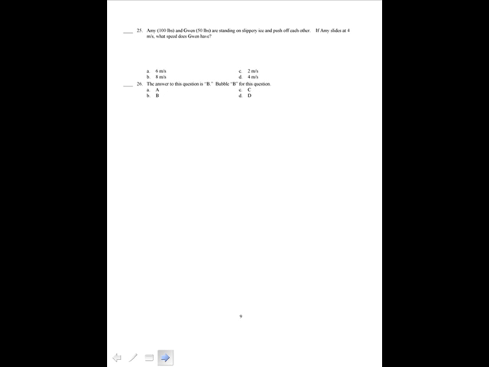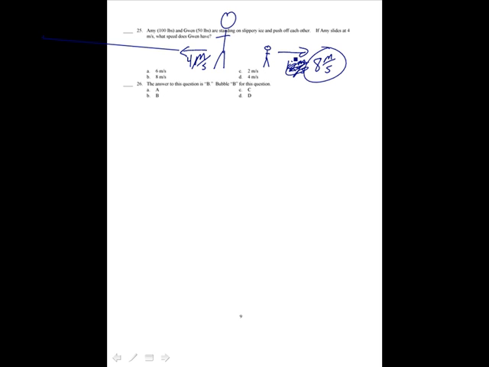Amy is 100 and Gwen is 50. They're standing on slippery ice and push off each other. Amy slides at 4 meters per second. So Amy is 2 times as big. That means that Gwen, who's 2 times as small, travels at 2 times the speed, so she travels at 8 meters per second. So the answer is B.